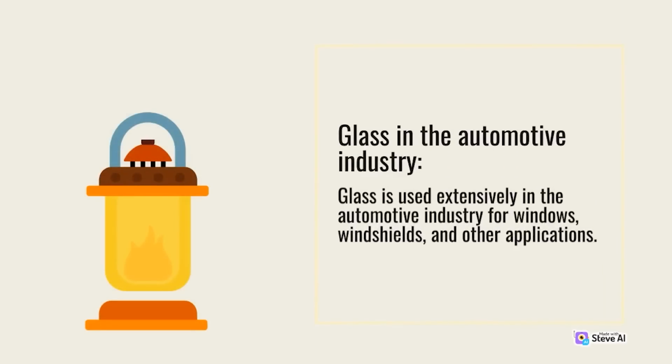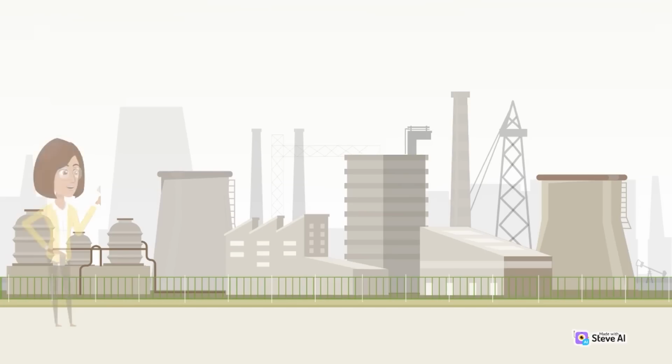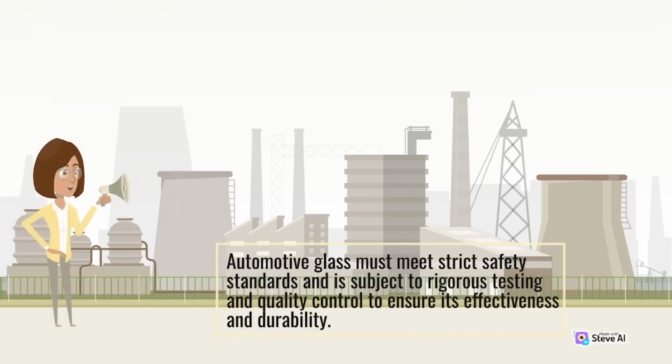Glass in the automotive industry. Glass is used extensively in the automotive industry for windows, windshields, and other applications. Automotive glass must meet strict safety standards and is subject to rigorous testing and quality control to ensure its effectiveness and durability.